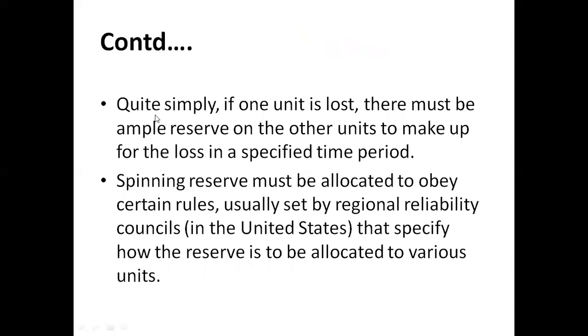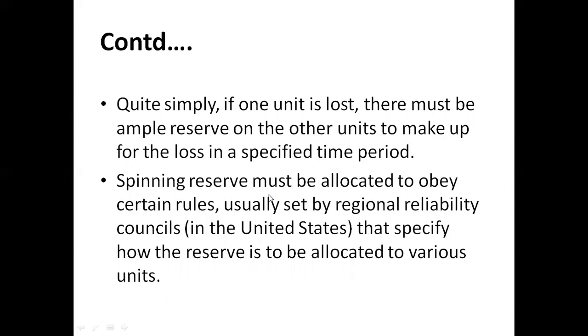So, quite simply, if one unit is lost, there must be ample reserve on the other units to make up for the loss in a specified time period that I have already told. Say one unit from a system is lost. When one unit of the system is lost, the synchronization condition of the entire system is disturbed. So the spinning reserve will be such that we have to counter that particular loss of that unit so as to maintain a constant frequency within the system.